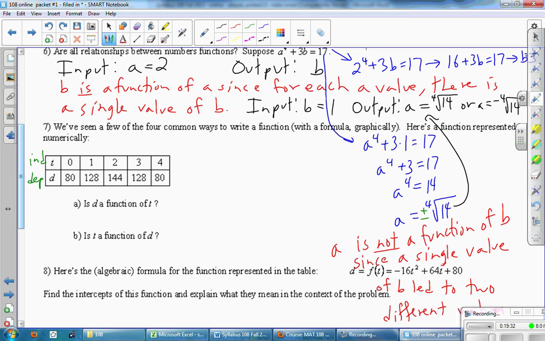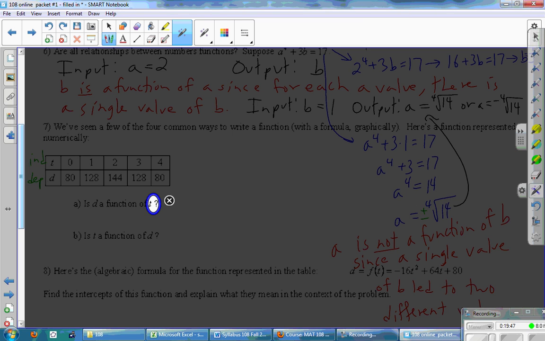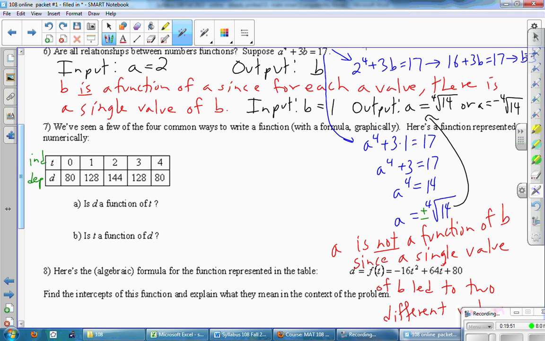Part A, is d a function of t, and then part B is the other direction. So we really have to know our word function to answer this question. To say that d is a function of t means for every given t value, we're looking for one and only one value of d. So let's see, if t is equal to 0, is there just a single number down here? Yeah. And if t is 1, there's a single number. And if t is 2, and if t is 3, and if t is 4.